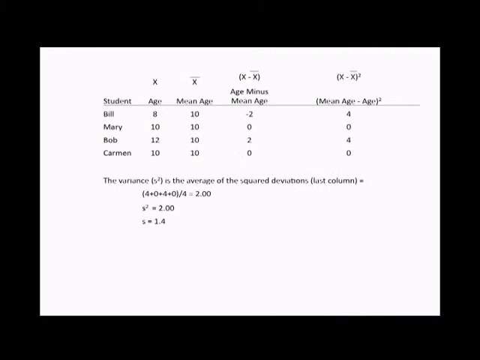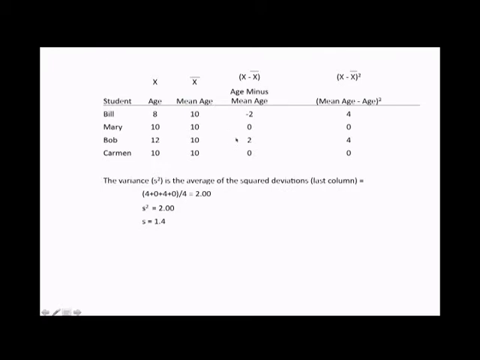Now let's look at the step-by-step calculations of getting the variance and the standard deviation. Let's say we have these 4 children, Bill, Mary, Bob, and Carmen. Bill is 8 years old, Mary's 10, Bob is 12, and Carmen is 10. We figure their average age, so we add up those 4 ages, we get 40, divide 40 by 4, and we get the mean age is 10.